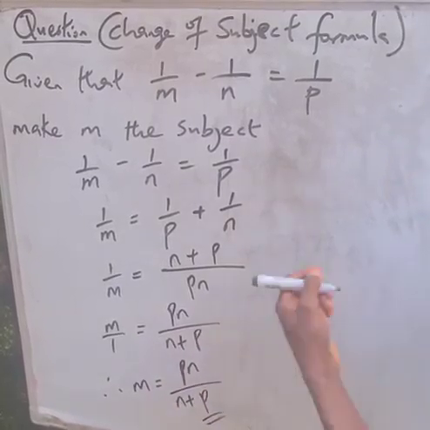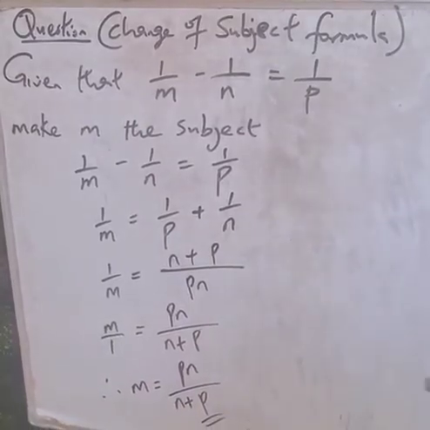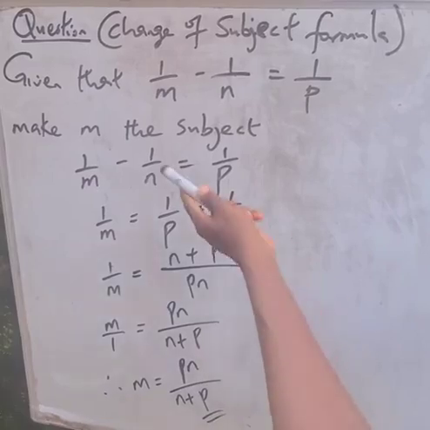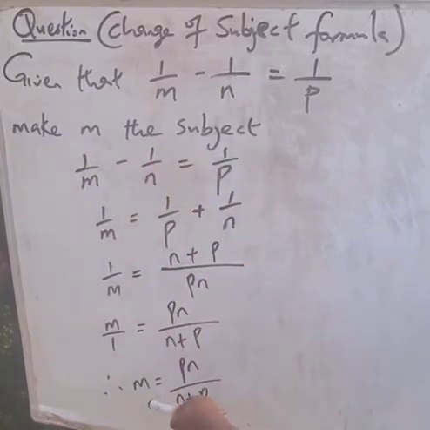So this is the solution to what we are looking for. We are asked to make m the subject, and this is m. m is equal to pn over n plus p. I hope this is clear.